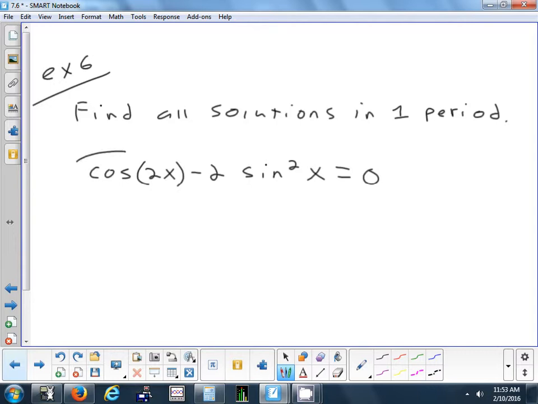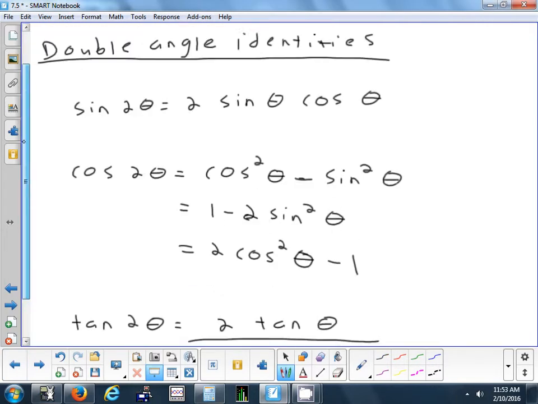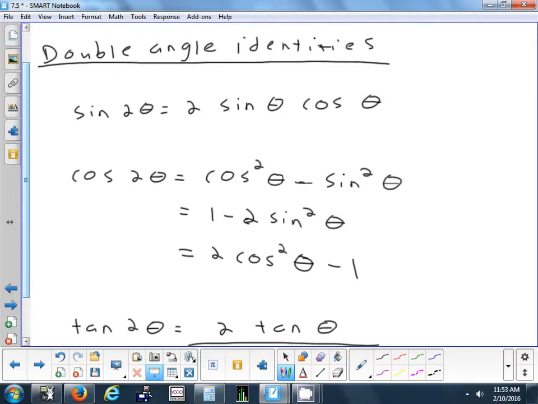Yeah, and I think we can deal with both of those at the same time. We can probably get rid of the 2 and change this to sine. So let's look up our double angle formula for cosine 2x. Which one of these would get rid of the 2 and give me everything in terms of sine? 1 minus the 2 sine squared. Yeah, use that one.